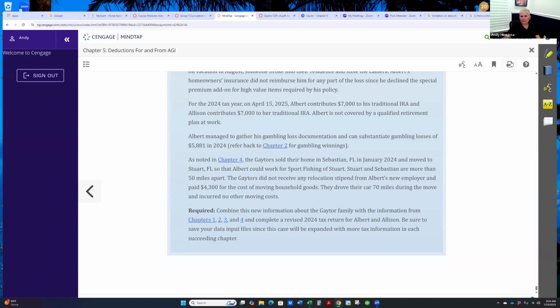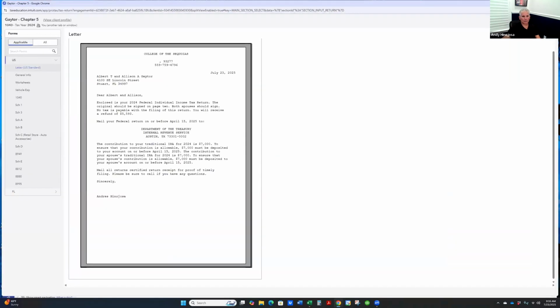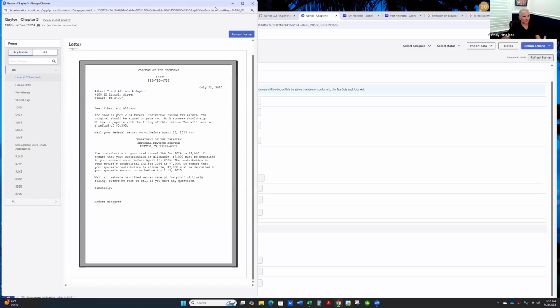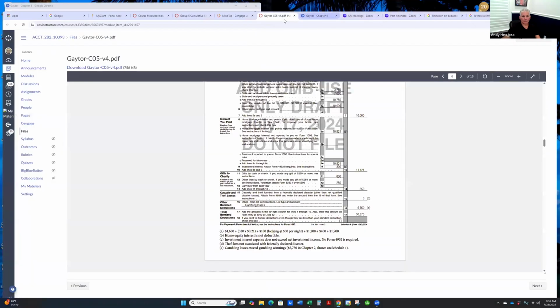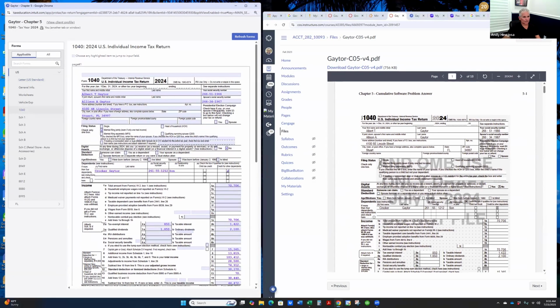Okay, so let's check and see how we did. I think we finished all the entries for deductions. Let's go to the tax return. And now let's go to review the return. And we're going to move this over to the left side. Now let's go to the solutions. And now let's move this over to the right side. All right, we'll start with the 1040.